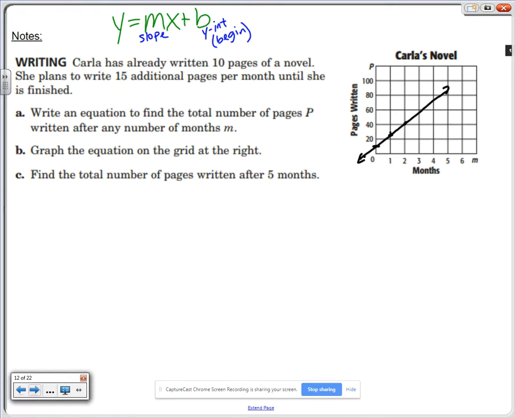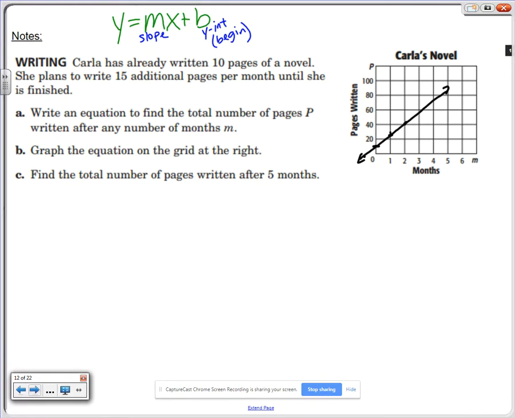I'm going to read along. You follow. Carla has already written 10 pages of a novel. She plans to write 15 additional pages per month until she is finished. Write an equation to find the total number of pages P written after any number of months M. Now, does everybody see how I'm using P and M instead of X and Y?